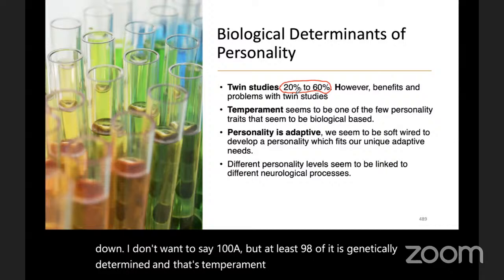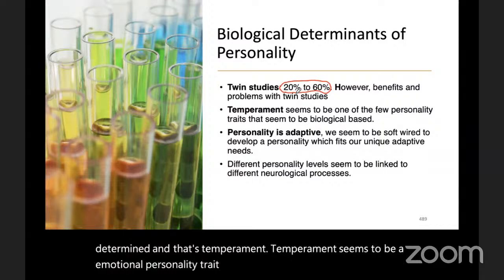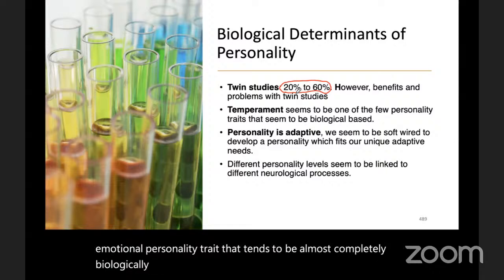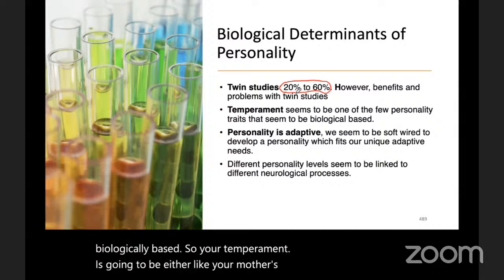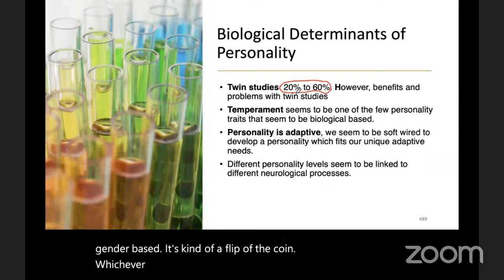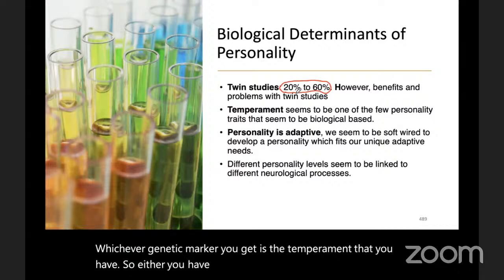Temperament seems to be an emotional personality trait that tends to be almost completely biologically based. So your temperament is going to be either like your mother's or your father's. It's not gender based. It's kind of a flip of the coin. Whichever genetic marker you get is the temperament that you have. So either you have your dad's or you have your mom's.